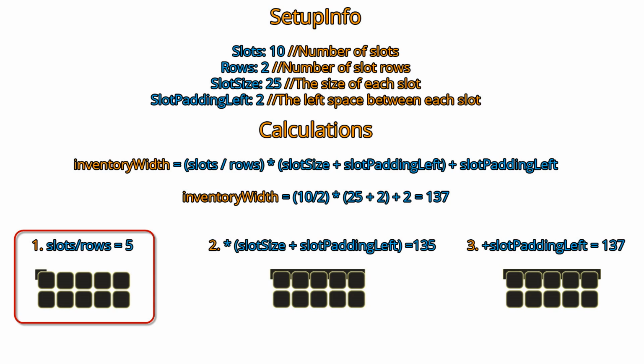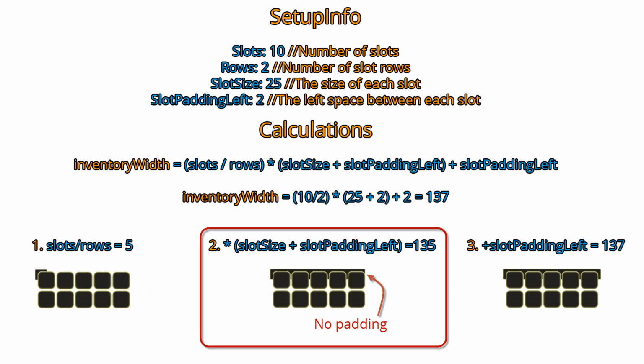If you look at the illustrations below, you'll see that the first thing we do is to create an inventory with a size of 5, because the amount of slots divided by rows is 10 divided by 2, which is 5. Right now we don't have all the slots. The slots are only placed here to illustrate how the inventory would be sized according to them. So we have that small inventory now. The next part of the line multiplies it by the slot size plus the slot padding left, and that's 135.